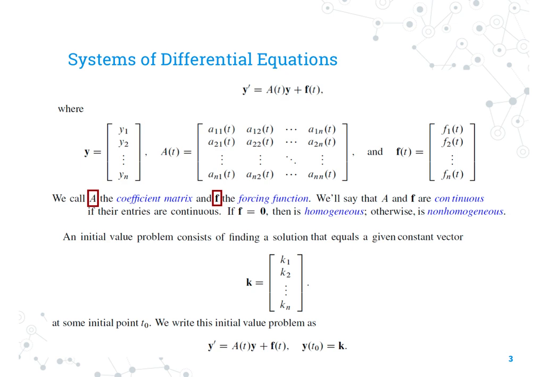An initial value problem consists of finding a solution that equals the given constant vector k at some point that's our initial point t naught. We write this initial value problem in the same way we had on the first page. Y prime equals the coefficient matrix A of t times our vector y plus our vector of forcing functions f, which is also a function of t, and we have our initial condition y of t naught is equal to the constant vector k.